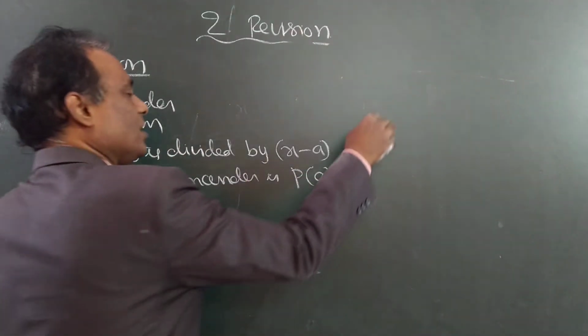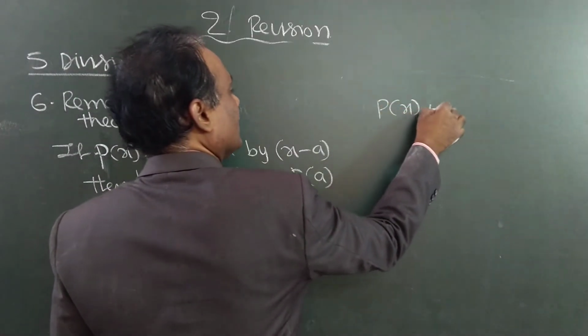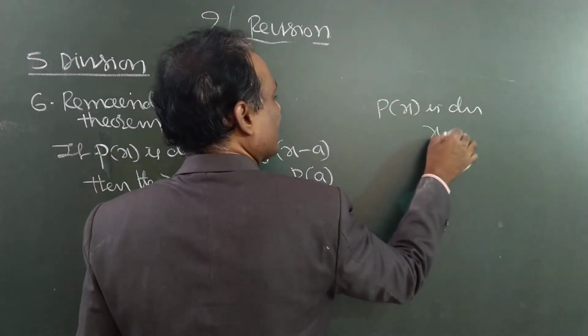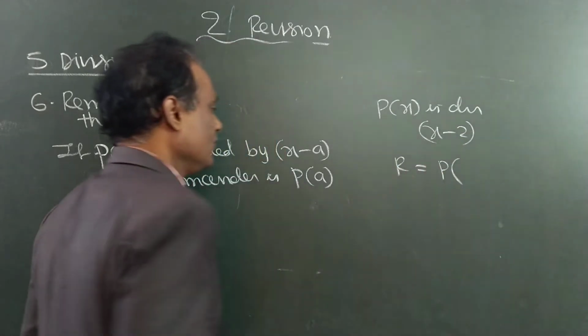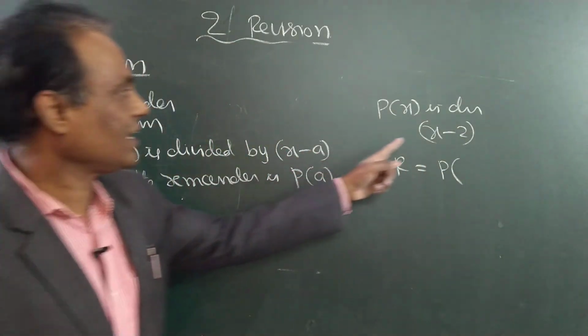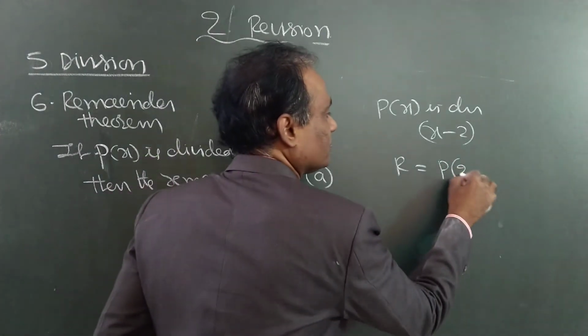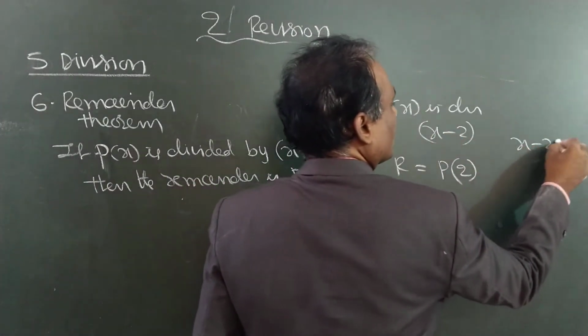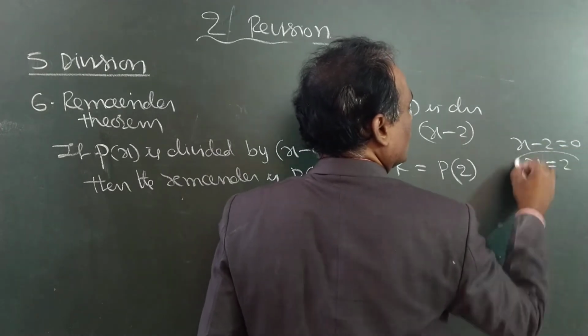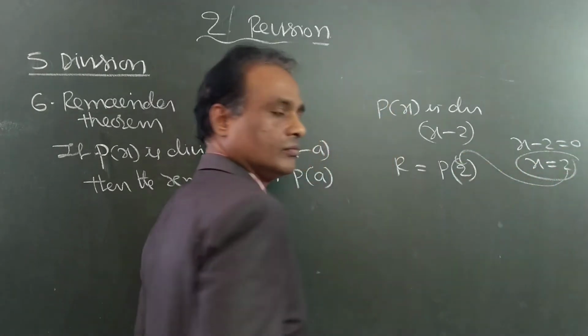That means if any polynomial p of x is divided by x minus 2, then the remainder is p of 2. Take x minus 2 equal to 0, so x is equal to 2 here.